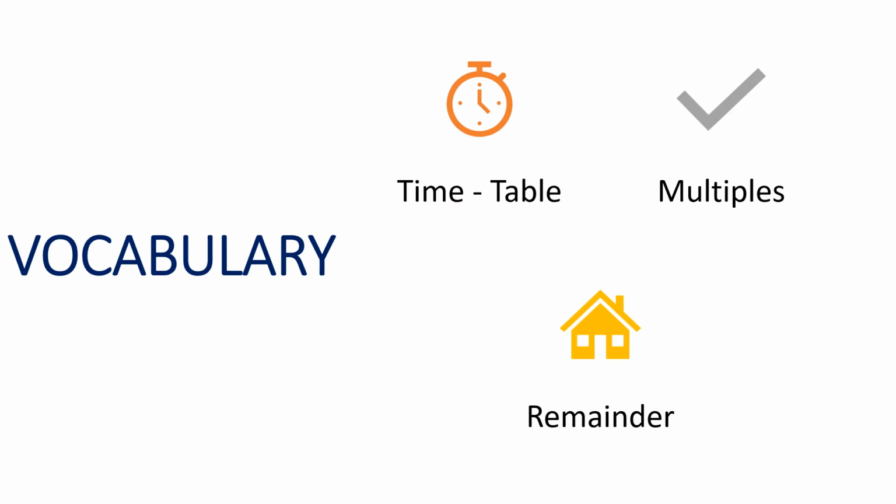What's a vocabulary? Of course, times table. Talking about multiples, you can't do without times table, and you may also need your fact family. All right, multiples. What are multiples? Remember what we said multiples are? Multiples are the answers we get when we multiply two numbers together. And remainder. Today we'll be talking also about remainder or leftovers.